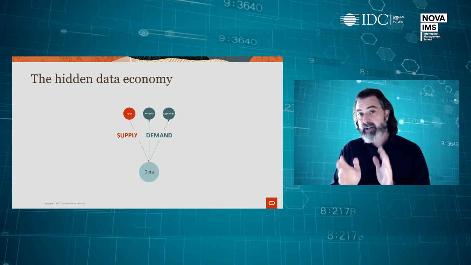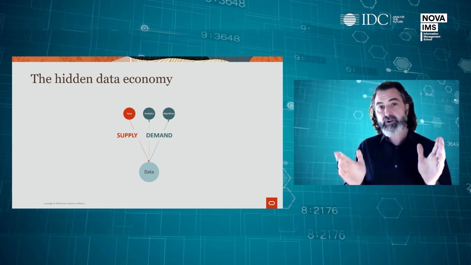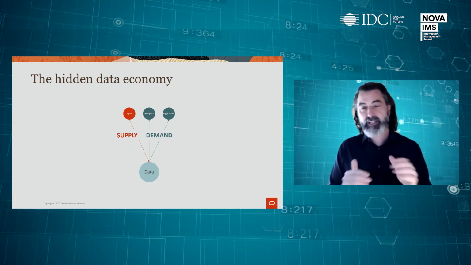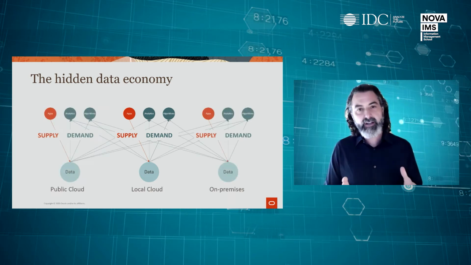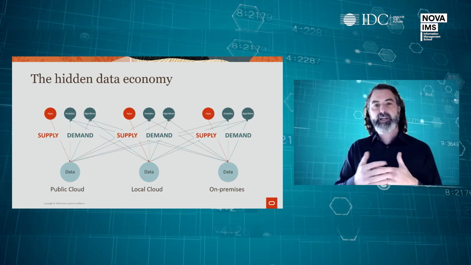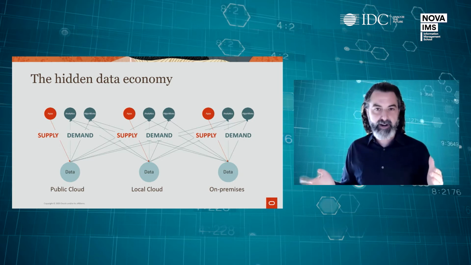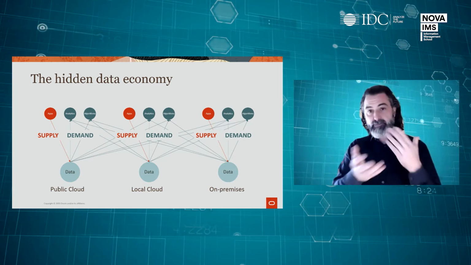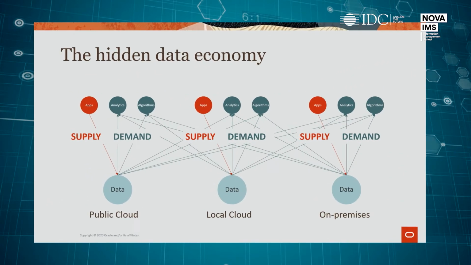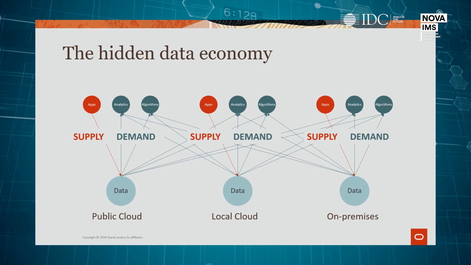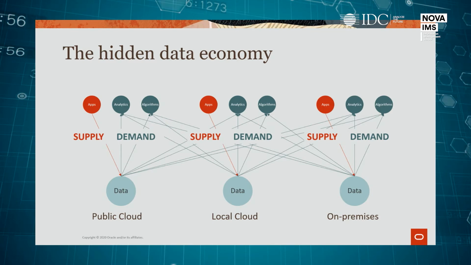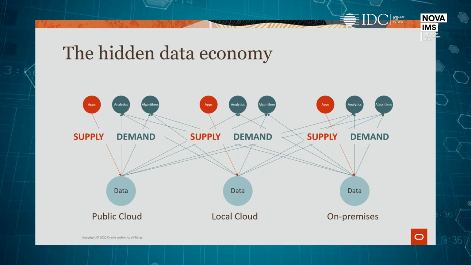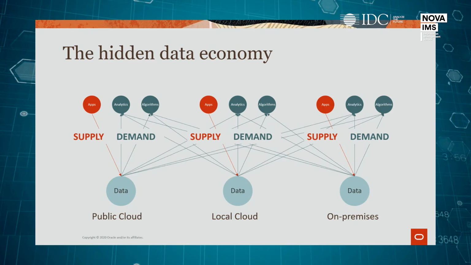Now, it's complicated enough that both sides are growing and diversifying, but it gets even more complicated because in every large organization, this hidden data economy takes place across multiple operating environments. So your hidden data economy is most likely fragmented across multiple clouds. Some of it may even be in local cloud. Some of it is going to still be in on-premise environments.